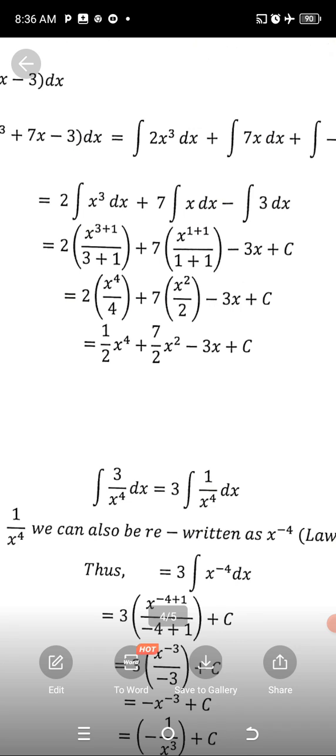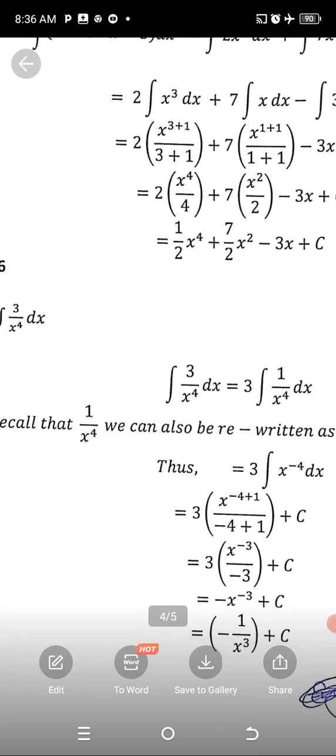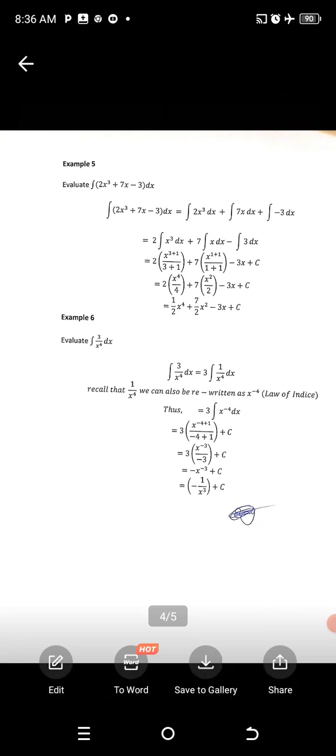And the answer will take us to what? 2 into bracket x raised to power 4 divided by 4, plus 7 into bracket x squared divided by 2, minus 3x plus c. And you can see that we got 1 over 2 by what? By dividing the numerator and denominator by 2, which eventually will give us 1 over 2 x to the 4 plus 7 over 2 x squared minus 3x plus c. And that will be our final answer for that.